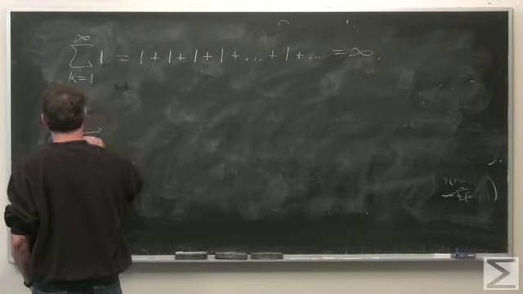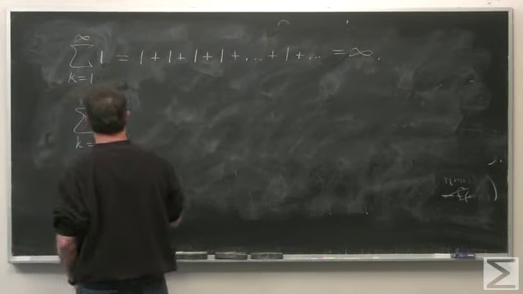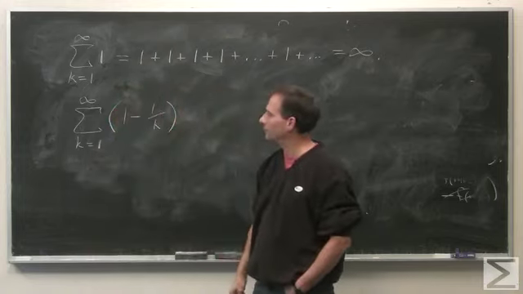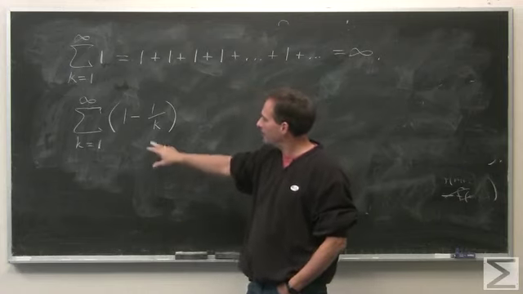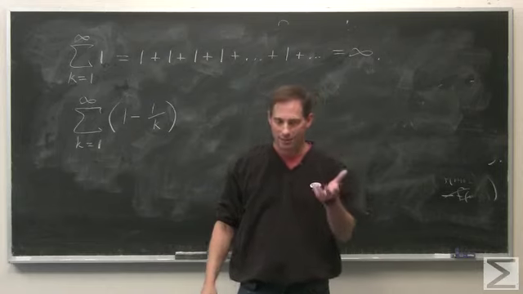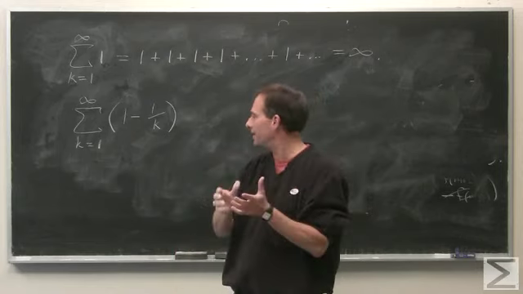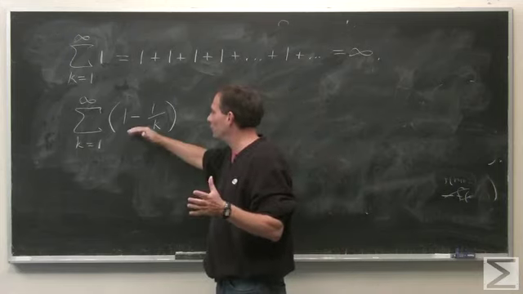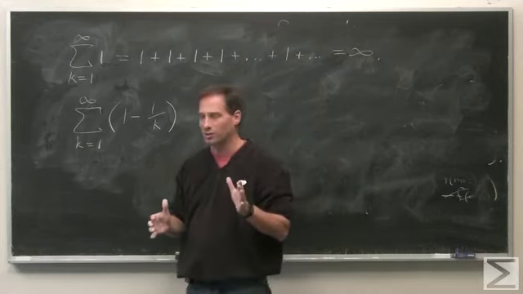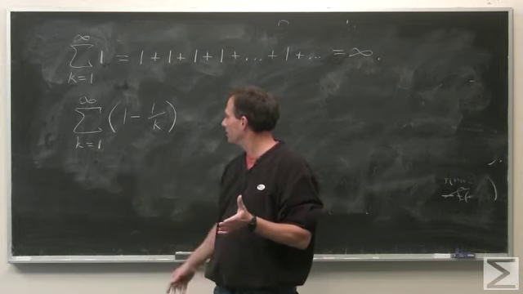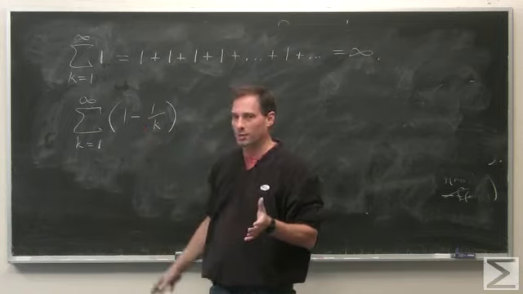Well, how about if we take something like the sum as k goes from 1 to infinity of 1 minus 1 over k. Okay, now this is tougher. But still, as k gets really big, this part is approaching 0. And so the things you're adding are getting closer and closer to 1. They're all less than 1, but they're all close to 1. When k is 2 or bigger, all the terms are greater than or equal to a half.